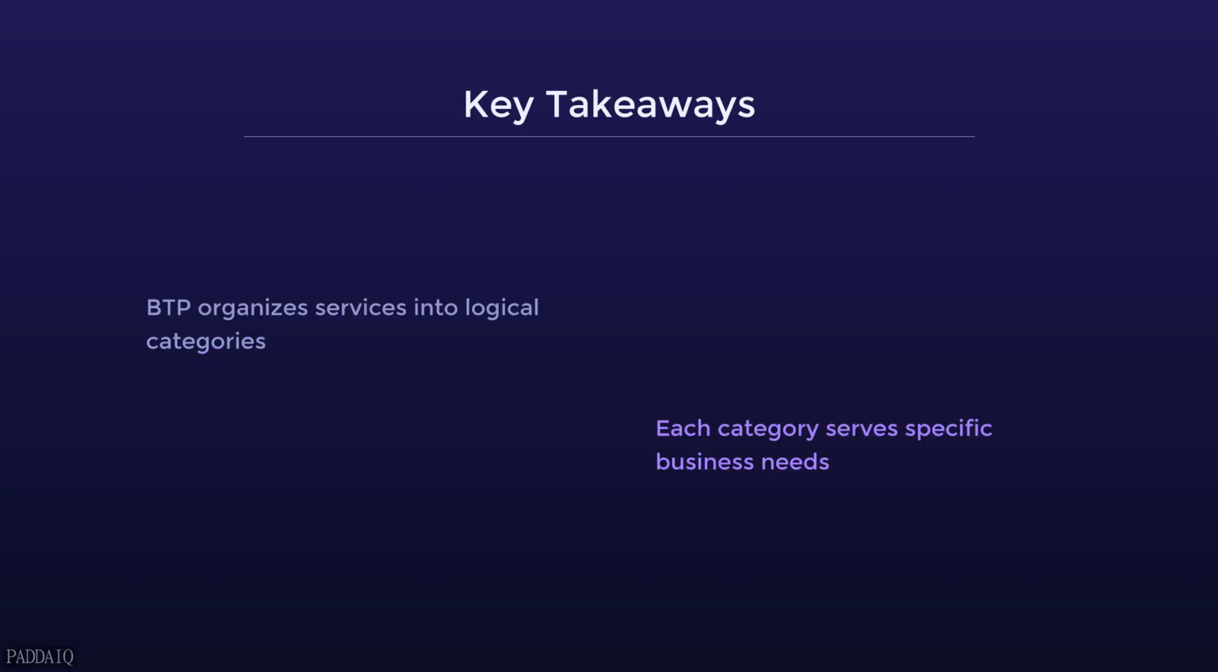Each category serves specific business needs. This means SAP BTP offers different service groups, each designed for particular tasks like database management or app development. For example, the database services category provides secure data storage, so a retail company can manage customer information. This targeted approach ensures every business function has the right tools to operate effectively.